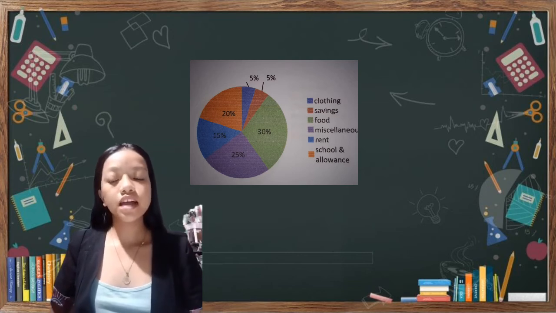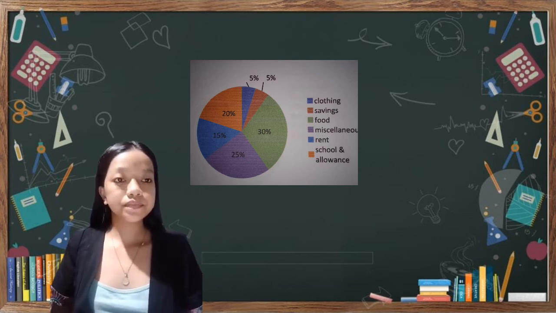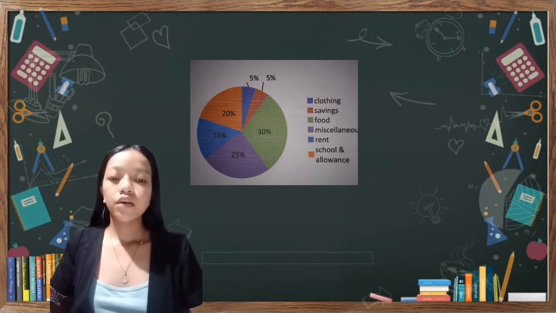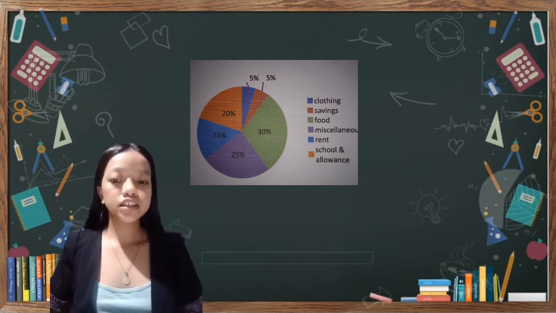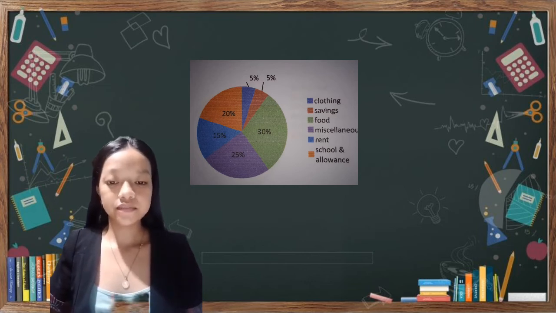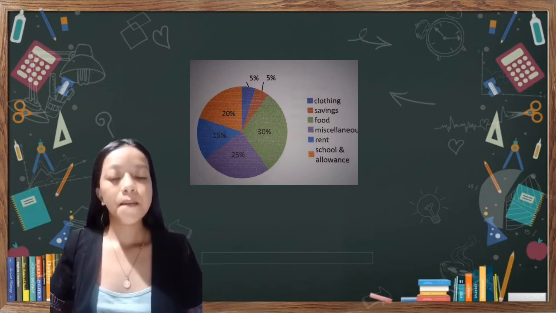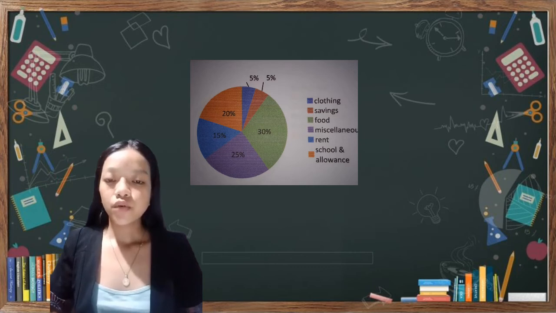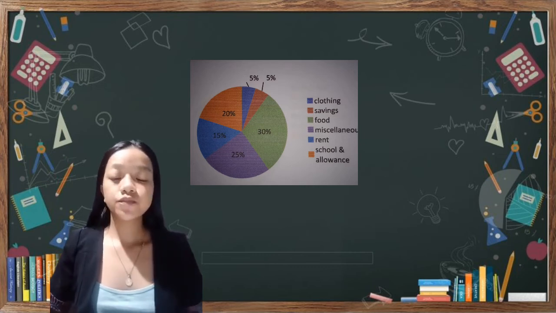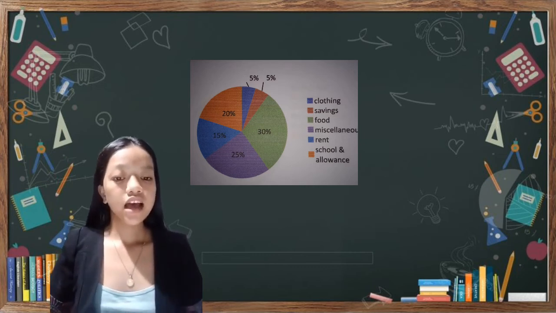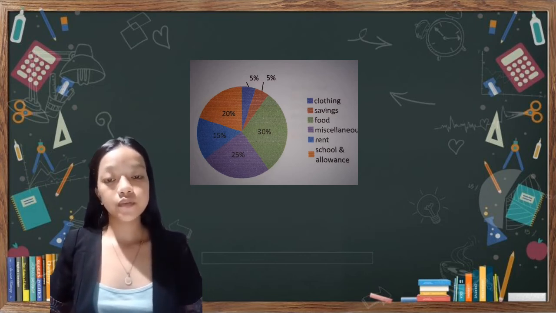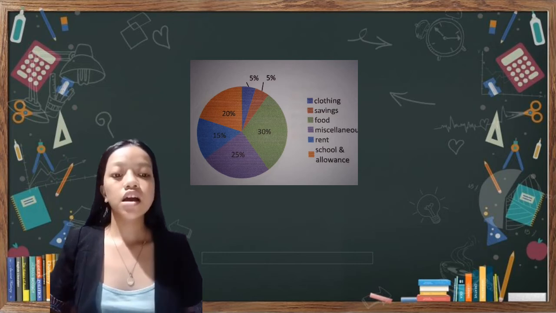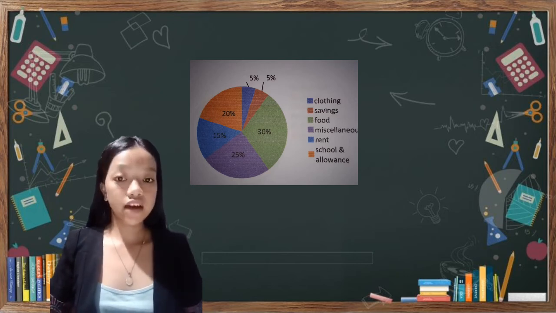Okay, if you're done, what is the appropriate title of the graph? Yes, Carol? Okay, monthly expenses of a student. Very good. How much is allotted to each item? Okay, for food, the expense is 30%. Clothing is only 5%. Same with the savings. The rent is 15%. School and allowance of the student is 20%. Then the miscellaneous is 25%.